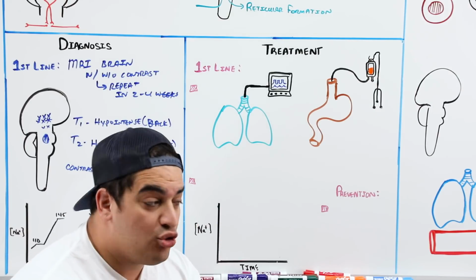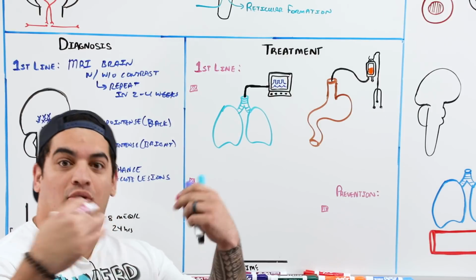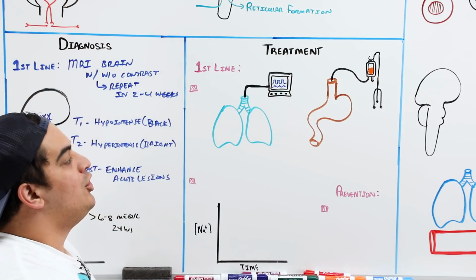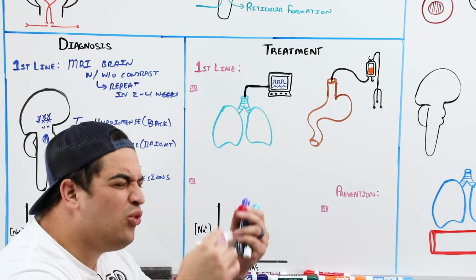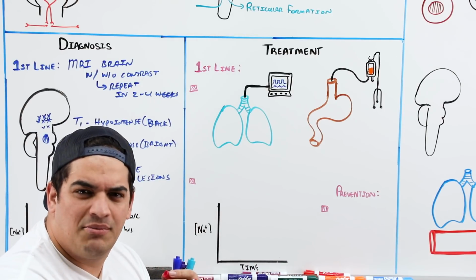All right, so let's talk about the treatment of osmotic demyelination syndrome, or again, central pontine myelinolysis. So we've come to the diagnosis. We had someone who was a chronic hyponatremic. We reversed their sodium too quickly. They developed these clinical symptoms that we see above.